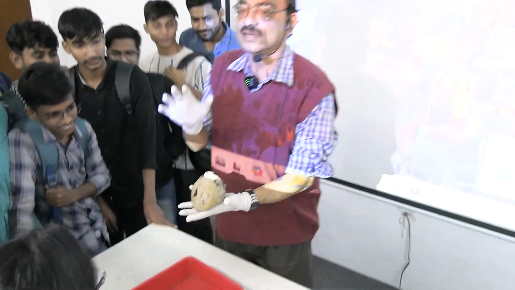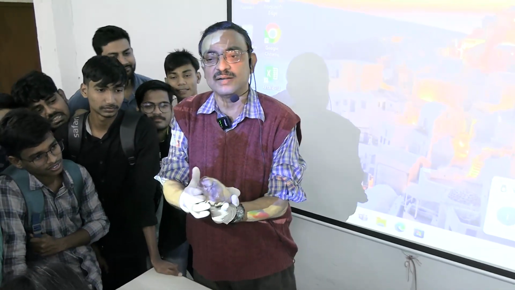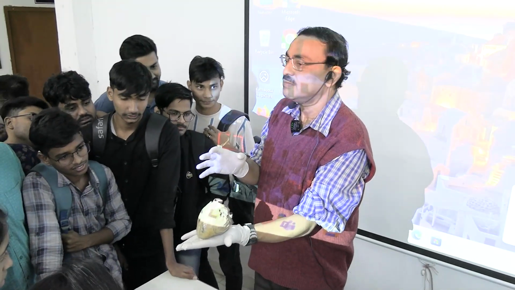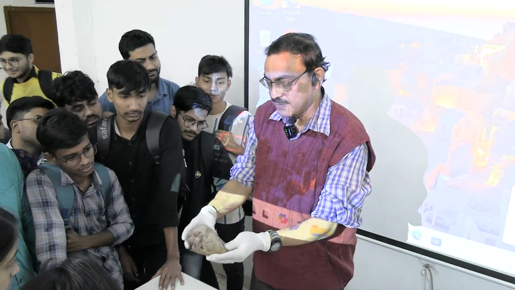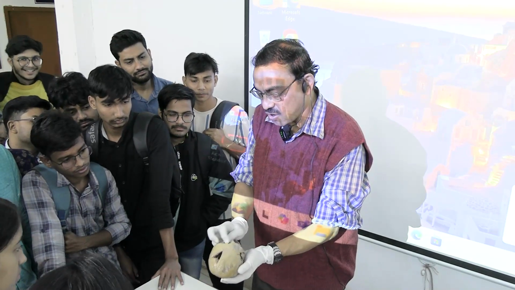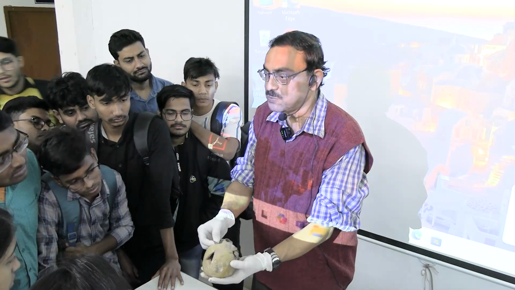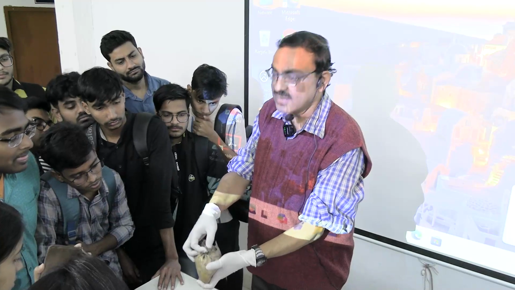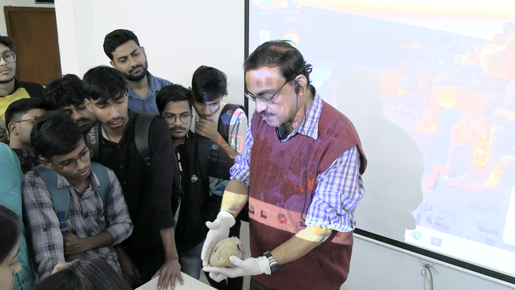You can see this is the heart. This is the apex of the heart. And this is the base of the heart, the posterior surface. And the surface which is resting over my palm is the diaphragmatic surface. You can see this is the diaphragmatic surface. So this is the sternocostal surface. And you can see this is the auricle, right atrium, and here this projection is the right auricle. Similarly, the left atrium and this is the auricle. So this is the apex, this is the sternocostal surface.